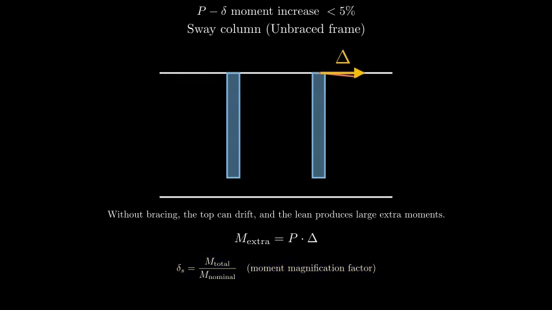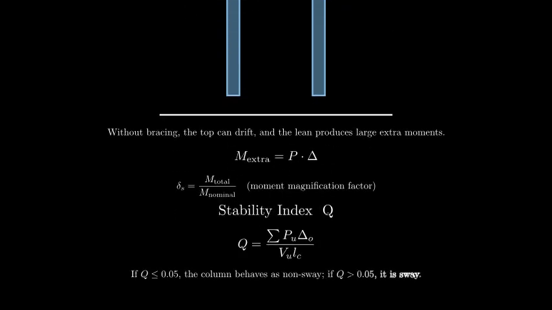Engineers use the stability index Q to decide whether a frame is sway or non-sway. Q is the sum of P sub U times the drift delta sub O divided by the lateral force V sub U times the column height L sub C. The code says that if Q is less than or equal to 0.05, we treat the column as non-sway, but if Q is larger, we must use the sway procedures.